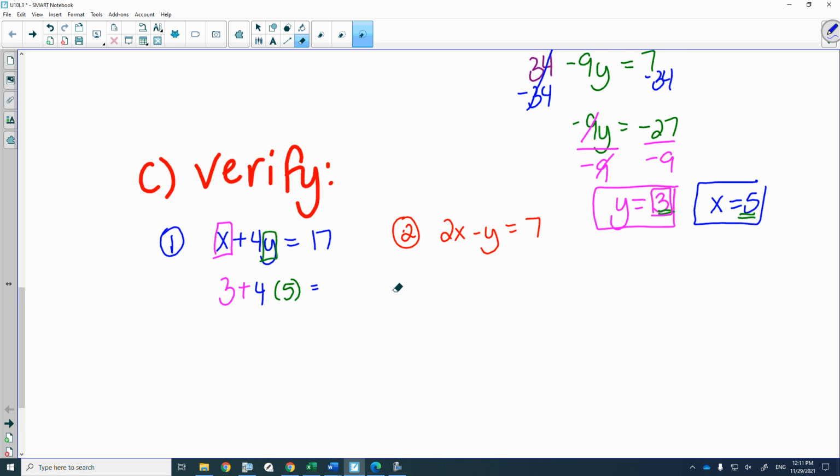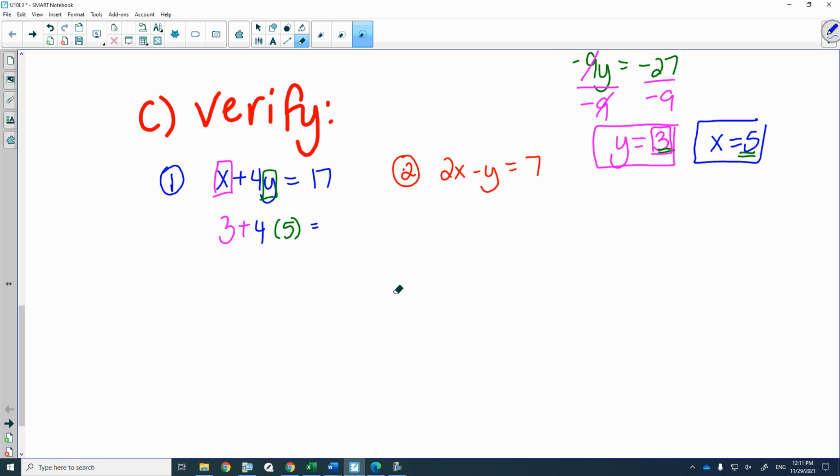I'm going to erase that. Where's my mistake? There's got to be a mistake. X plus 4y equals 17. That would be 23, you guys. X is equal to 3.